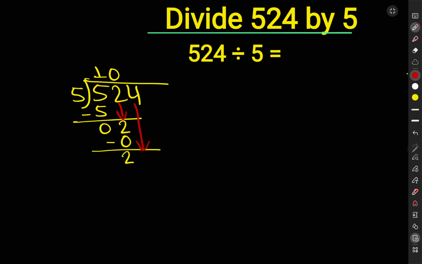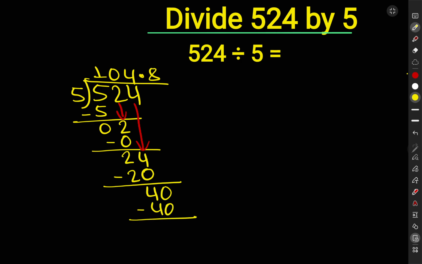So again we put down this 4 and it is 24. 5 times 4 is 20. On subtracting we get 4. So now we have no other number to put down. So we take a decimal here so that we can put 0. So now it is 40 and 5 times 8 is 40. On subtracting we get 0.